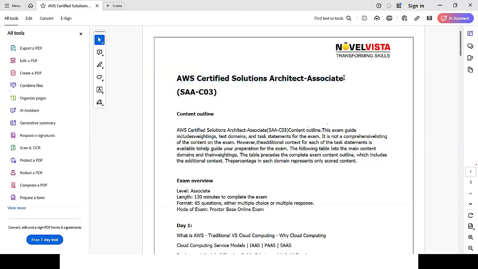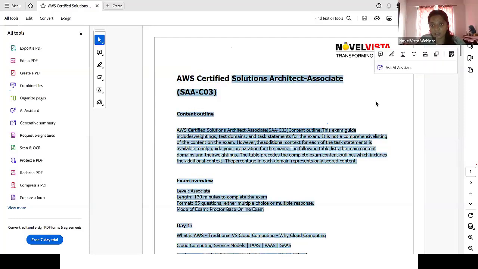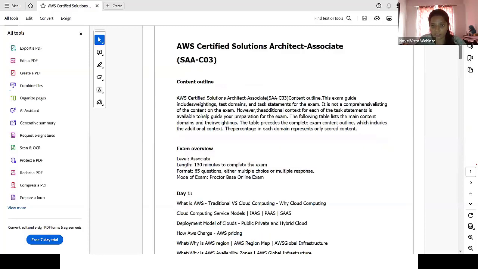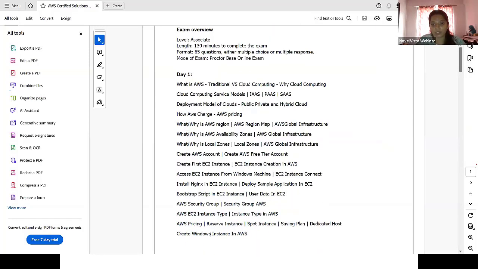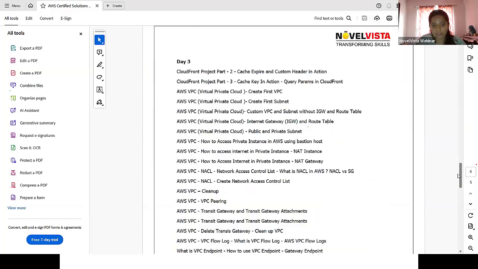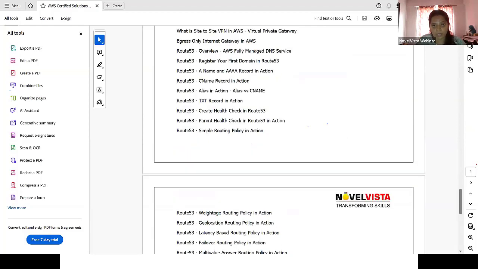So this is our actual certification, the AWS Certified Solutions Architect, which you all registered for. First, we will discuss the syllabus. For this certification, the syllabus will be divided into four domains.